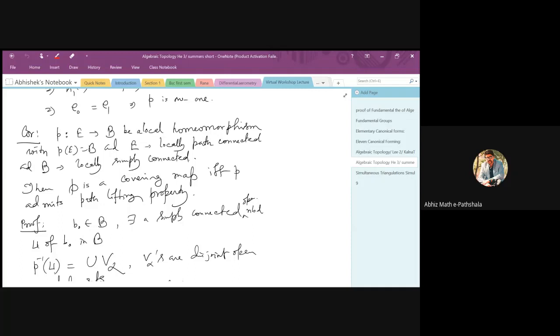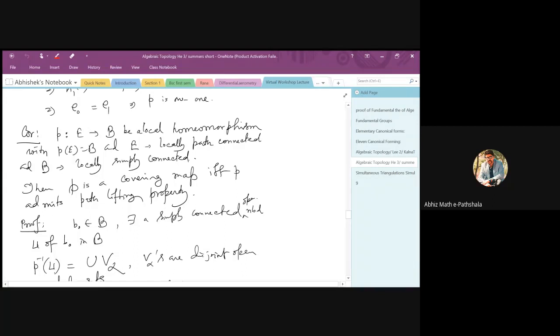If P is a local homeomorphism from a space E into another space B such that it is a surjective map, and if E is a locally path connected space and B is a locally simply connected space, then the two concepts are equal. That is, P is a covering map if and only if it admits the path lifting property.